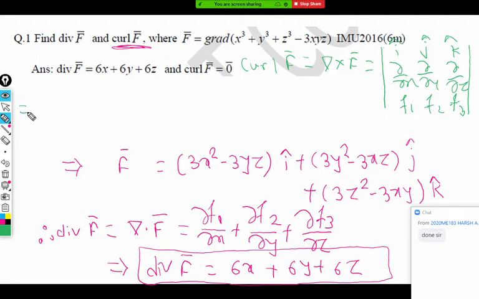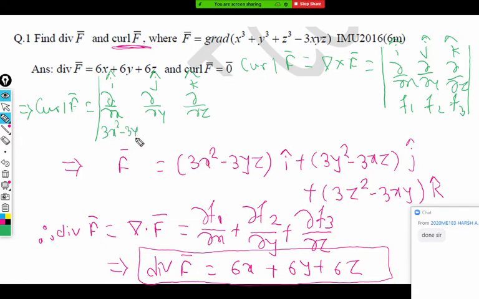So this gives us curl f bar equal to, I will write again in determinant form: i, j, k, then dou by dou x, dou by dou y, and dou by dou z. Third row is f1, which is 3x square minus 3yz, then 3y square minus 3xz, and this is 3z square minus 3xy. That is f3. So this f bar is f1 i cap plus f2 j cap plus f3 k cap, and these f1, f2, f3 are written here. Any doubt up to here?